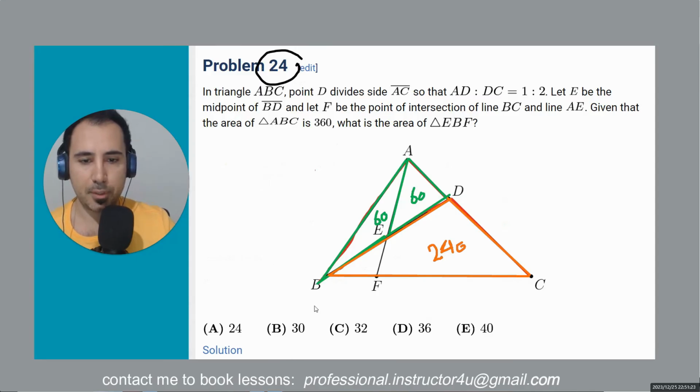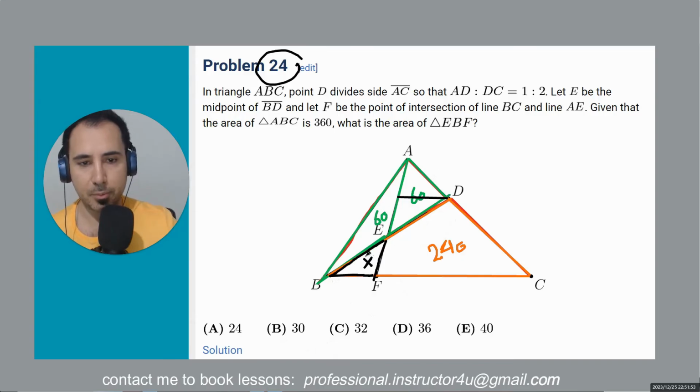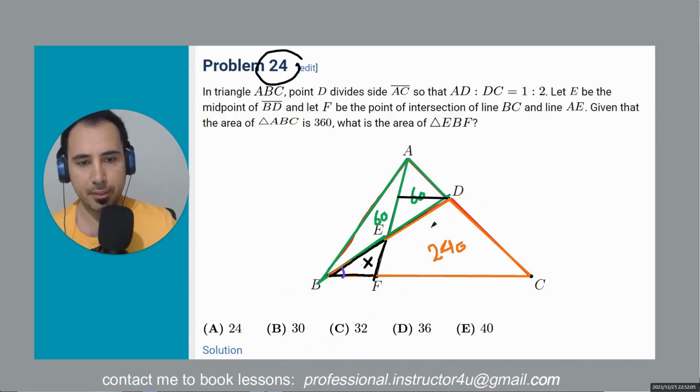Now remember, we want to find the value of this triangle. I'm going to call it x. And if I go parallel to this BF line, from here to here, so let me do it. Is it black? Yes, it's black. Now you see we have two similar triangles. I'm going to write it here with purple because these two lines are parallel, and this one is cutting through them, like the example I gave at the beginning.